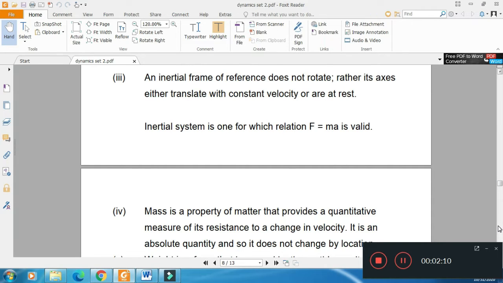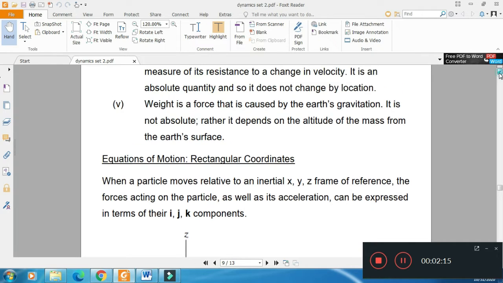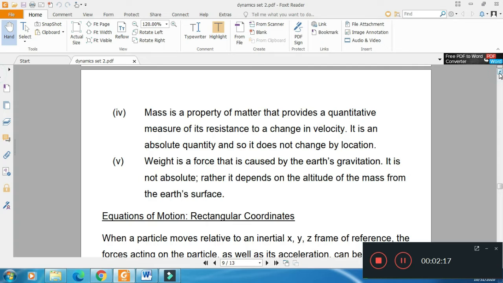Then also the mass, we are familiar with the definition of mass, but in dynamics it is the quantitative measure of the resistance to a change in velocity. So it is an absolute quantity, it is not affected by location. Then weight is a force, it is caused by the earth's gravitation, and it is not absolute. In comparison to mass, it is not absolute, it depends on the altitude from the earth's surface.